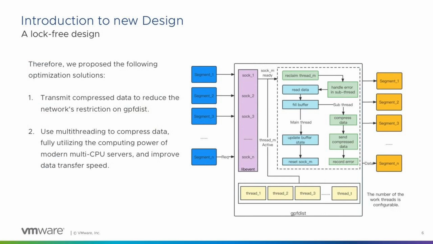In such an architecture, bandwidth usage is reduced by transmitting compressed data. By parallelizing the compression of data across multiple threads, we fully utilize the multi-core CPU performance of the server, improving the overall data throughput speed.